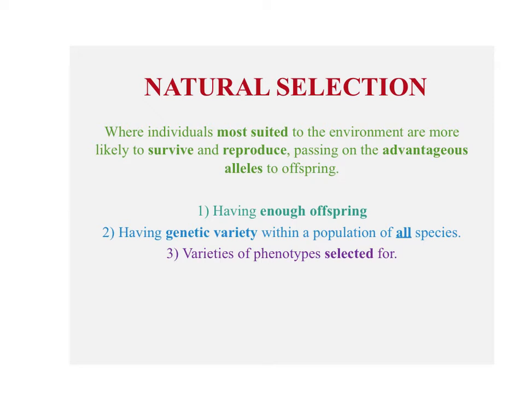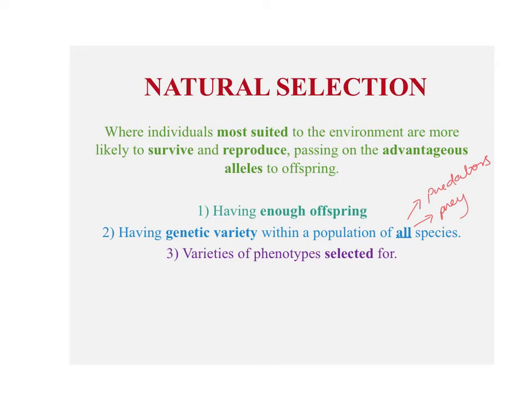So having enough offspring, as we've said, is the key one, either having lots of babies or not a lot of babies. Ensuring that we've got genetic variety within a population of all species, so all of the predators and the prey, is going to affect natural selection as well, because we're maybe going to be aiming for different organisms depending on the environment. And finally, the varieties of phenotypes selected for.